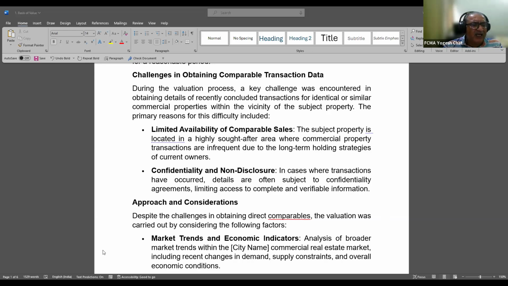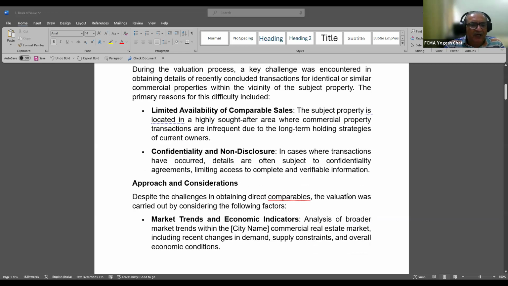Unless we highlight it, that will not come to our defense at a later date if, unfortunately, the valuation report is challenged. So in cases where transactions have occurred, details are often subject to confidentiality agreements, limiting access to complete and verifiable information.